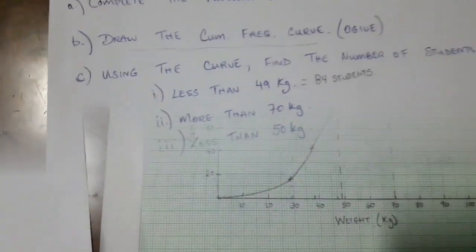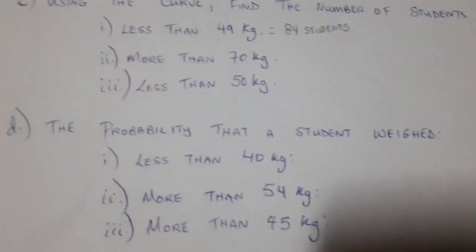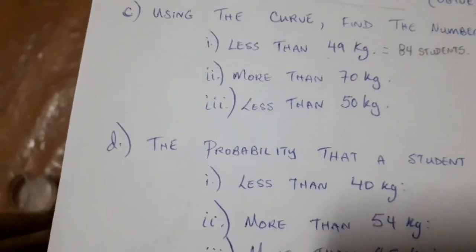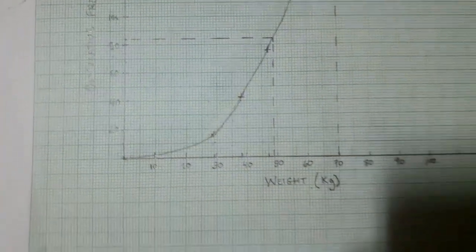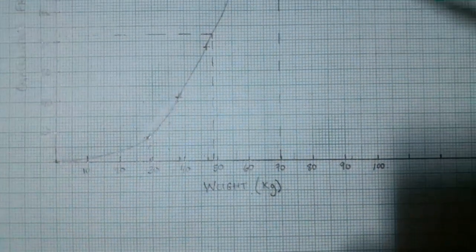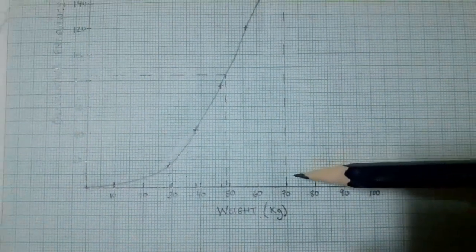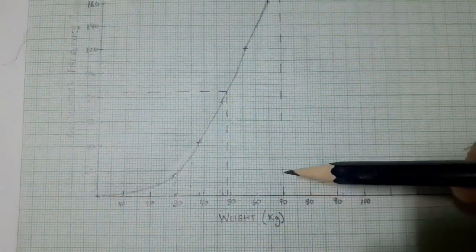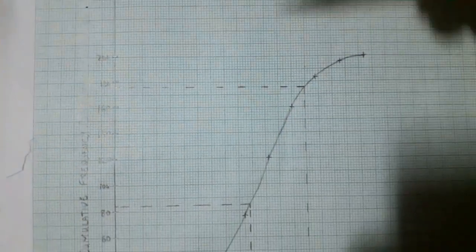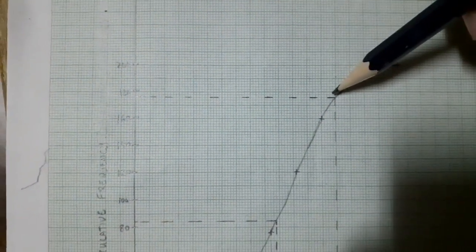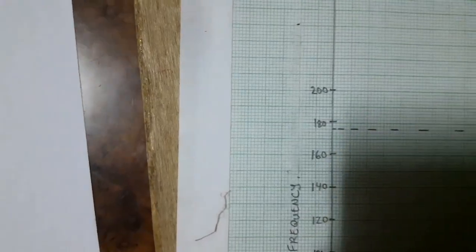Let me work on the others. Next question is how many students weighed more than 70 kilograms? Going back to my curve, in the x-axis I need to find the number 70. From the number 70 I need to go vertically up, as you see right here, until you meet the curve. Meeting the curve, as soon as I meet the curve, then I go horizontally across.